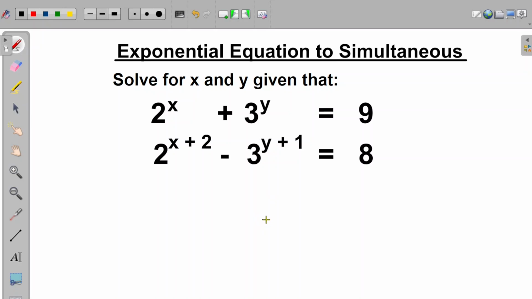Hello everyone, we are given this exponential equation that leads to simultaneous linear equations. We are asked to solve for x and y. Let's get started.